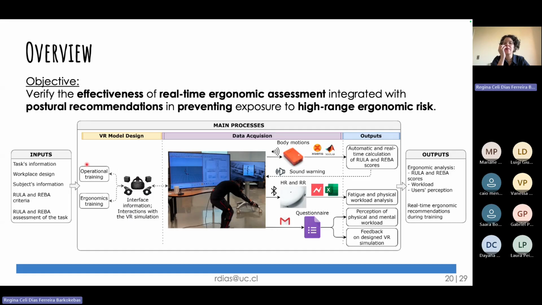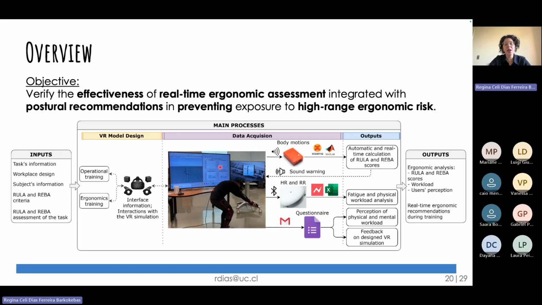When I mention operational training, what I'm basically talking about is showing the worker how they should perform the task, like which tool they should be using and which piece of the machine they should be focusing on, this kind of information. And now I also included ergonomics training, which is giving them recommendations of how to perform the task according to the motion they are performing in real time, in a way that they could minimize the exposure to a higher risk.